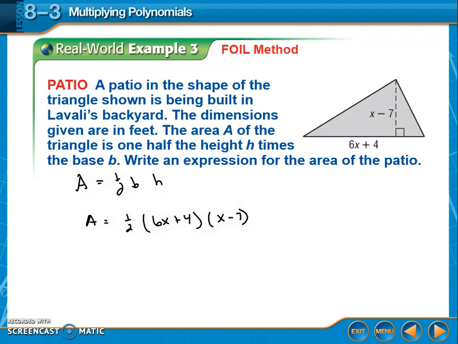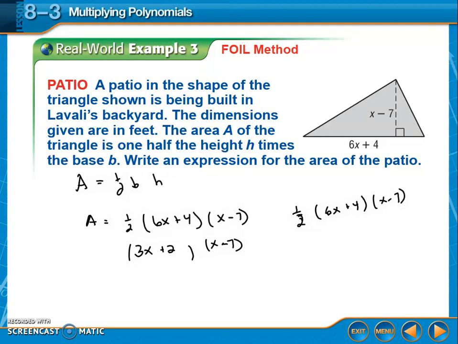I can multiply this 1/2 through first and make this 3x plus 2 times x minus 7. Or I can do the 1/2 at the end and first multiply 6x plus 4 times x minus 7. So either way is okay. I like this method a little bit better because it makes the numbers a little bit smaller and easier to work with. Although if it was a fraction that made it not whole numbers, then it wouldn't be as nice. And it might be nicer to do it at the end.